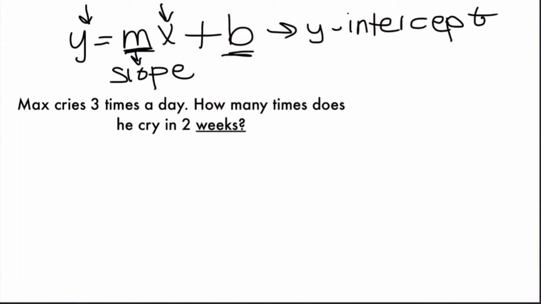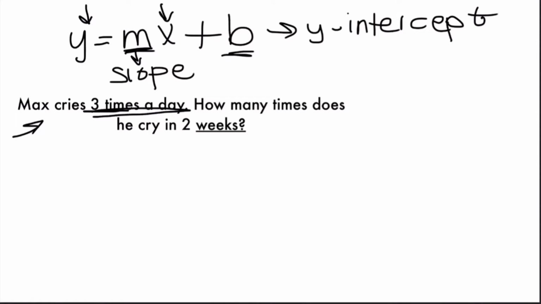Now right here I have a basic word problem, very simple, but it'll give us the main idea of how questions might come. So here it says Max cries 3 times a day. How many times does he cry in 2 weeks? Right off the bat I can tell it's a linear equation because there's a proportional constant rate, and right here it's the slope, and it's 3 times a day that he cries. So 3 here is the slope. 3 times a day is the constant rate.